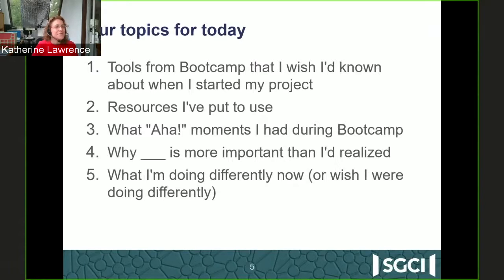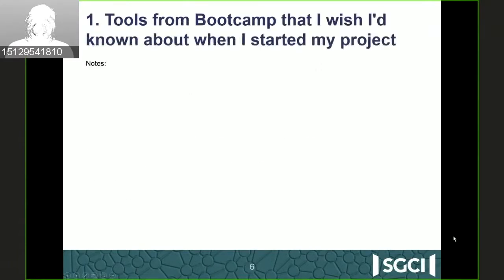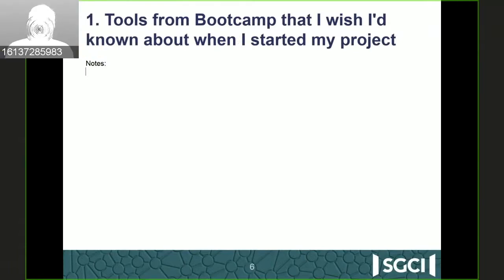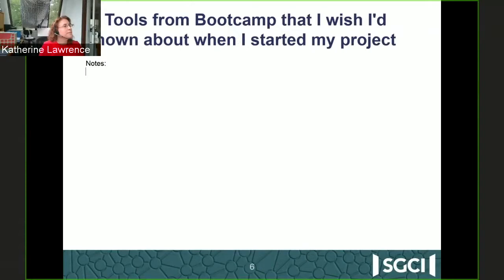So we'll go on to our first topic, and I'm going to take notes while we're listening to each person. Why don't we start with you, Anna Maria, and then next round we'll start with Drew, and then we'll go through the names alphabetically for fun, unless someone wants to pipe up with a comment. Are there some tools from boot camp that you wish you'd known about when you started your project?